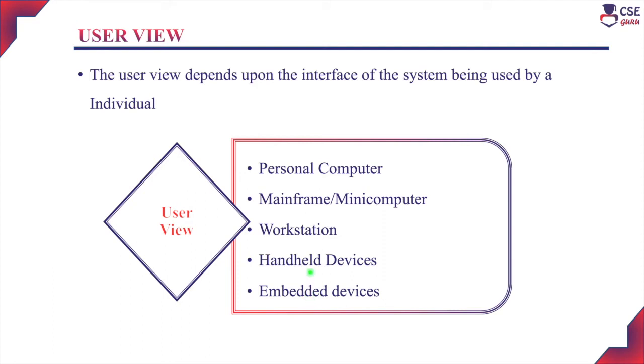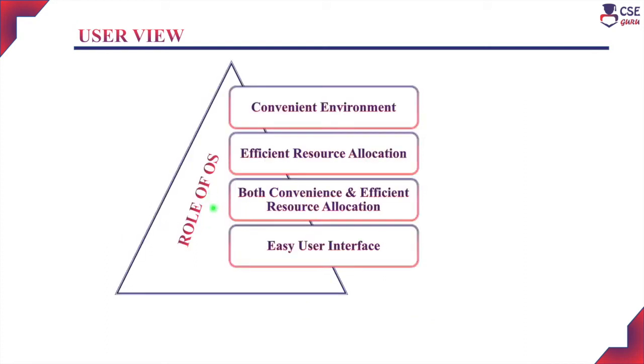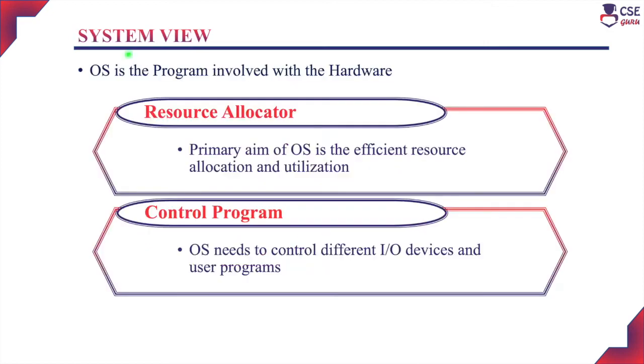So depending upon the different types of system used by the user, the operating system role is defined. The operating system role towards the user viewpoint depends upon the type of the system or device they are using. So, according to the user viewpoint, the operating system has to provide a convenient environment for individual users, efficient resource allocation for shared users, both convenient and efficient resource allocation for interconnected users, and easy interface for smaller devices.